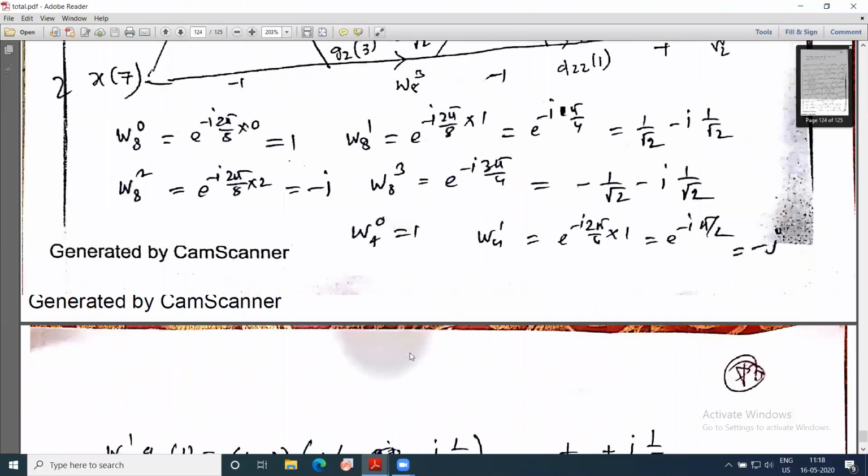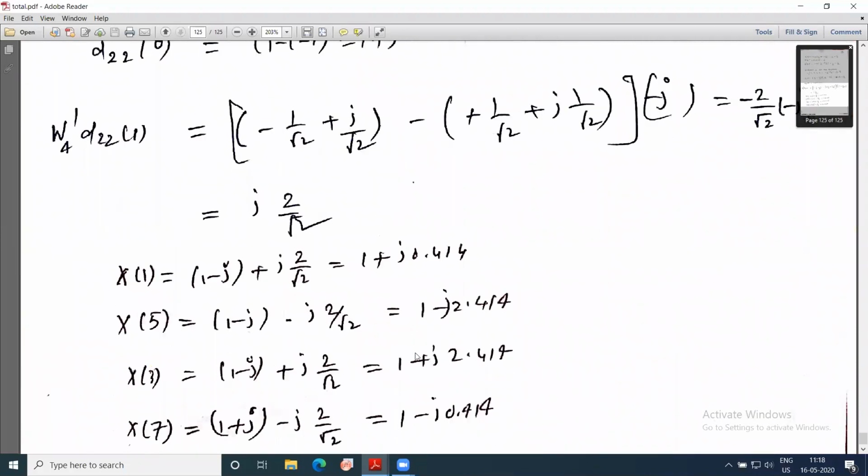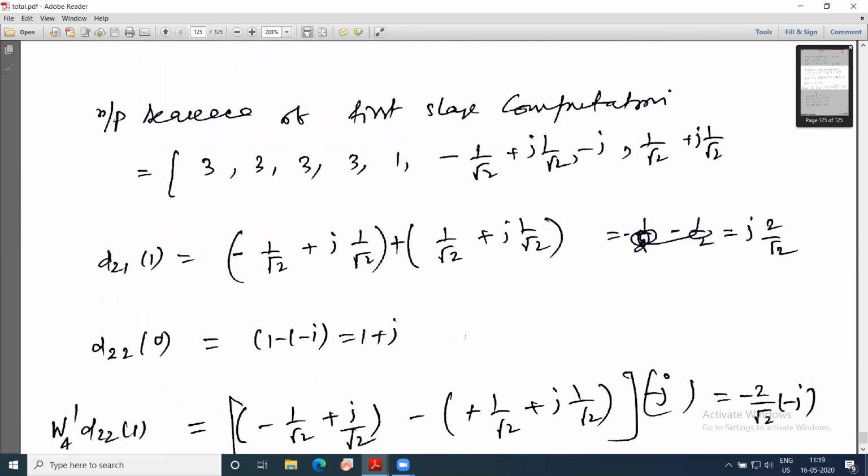Agreed? Yes. So in this calculation, this is minus 1 by root 2 plus j by root 2 with a minus sign. Then this cancels, but j by root 2 with two negative signs will be minus and minus 1. So this real part will remain, so this will be minus 2 by root 2. Then this will be multiplied by minus j. So minus 2 by root 2 multiplied by minus j will be j times 2 by root 2. All right. So like that, this calculation is done.